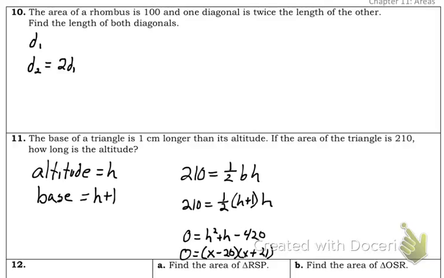Same thing here. We now have the area of a rhombus is 100. And 100 equals half of diagonal 1 times diagonal 2, which I'm going to rewrite as 1/2 of diagonal 1. And I'm going to rewrite diagonal 2 as 2 times diagonal 1, which you should come up with diagonal 1 equals 10 when you do the rest of the work. All right, so it's all about rewriting these in these problems.